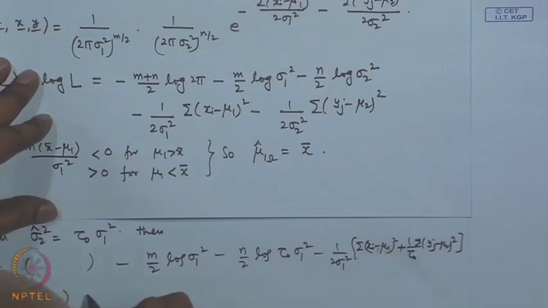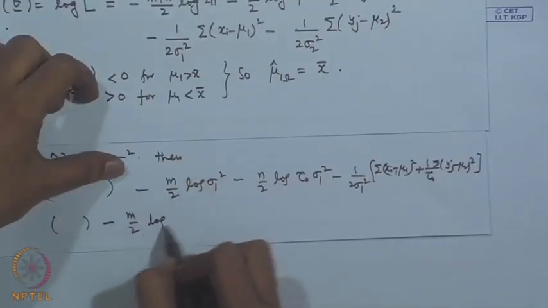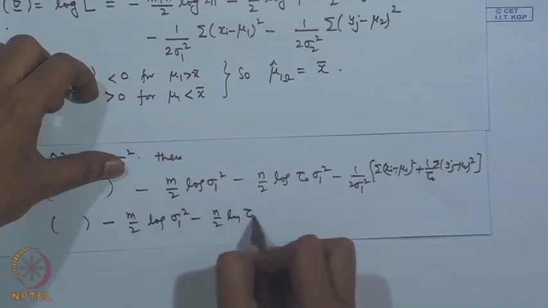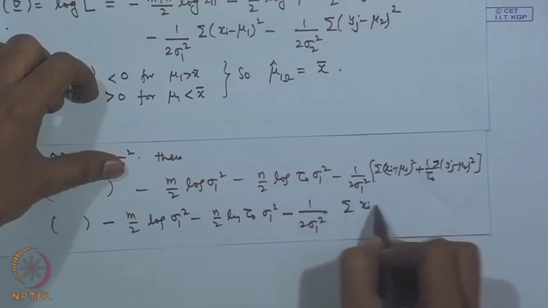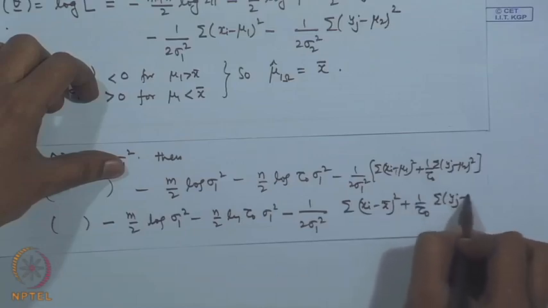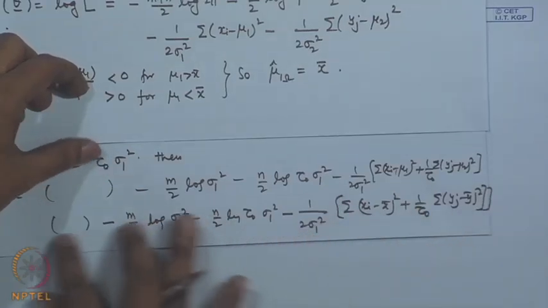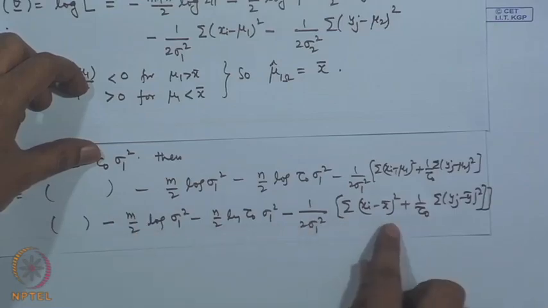So, this term, then I get minus m by 2 log of sigma 1 square minus n by 2 log of tau naught sigma 1 square minus 1 by 2 sigma 1 square, sigma x i minus x bar square plus 1 by tau naught sigma y j minus y bar whole square. That means, the maximization problem with respect to sigma 1 square has now been reduced to maximization of this term.